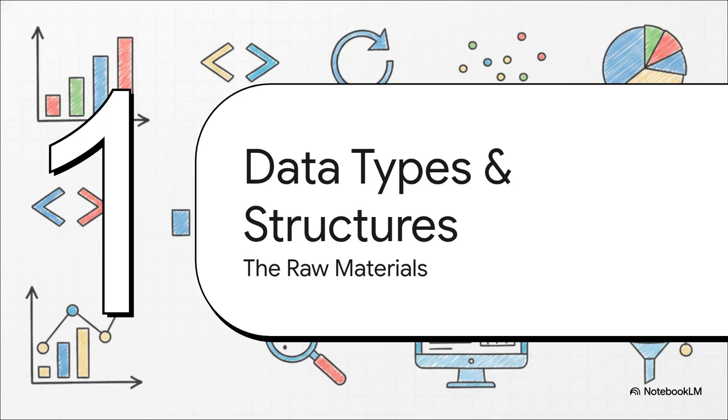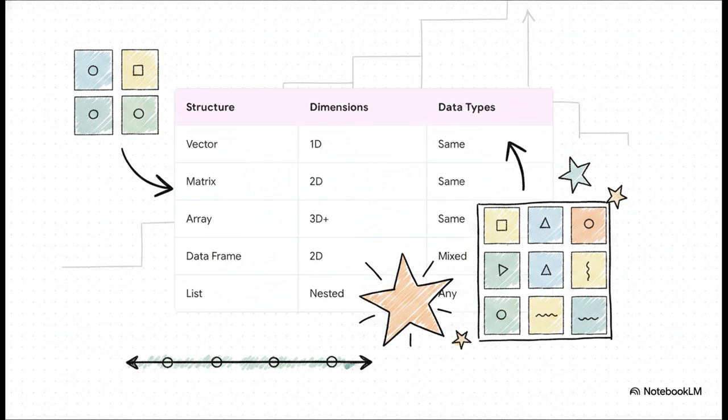Moving right along to Section 3, Data Types and Structures. Okay, so how does R actually hold your data? Let's walk up the hierarchy of these structures. We start at the very baseline with a vector. That's just a one-dimensional line of data where everything is the exact same type, like a simple list of numbers. Step that up to 2 dimensions and you've got a matrix.